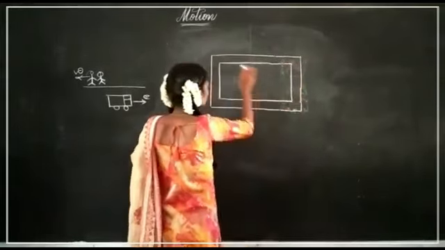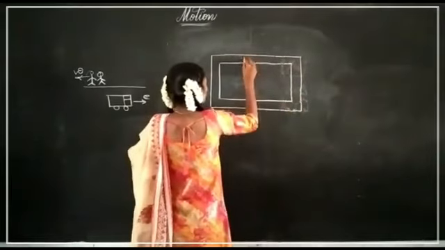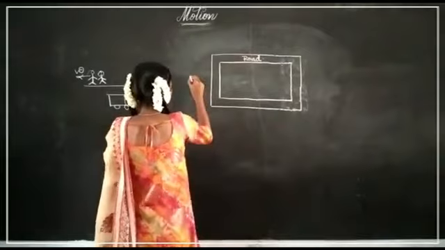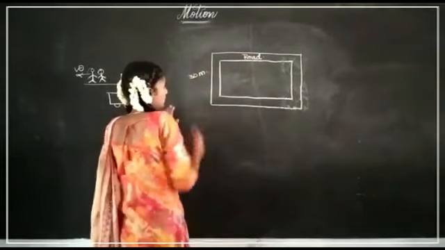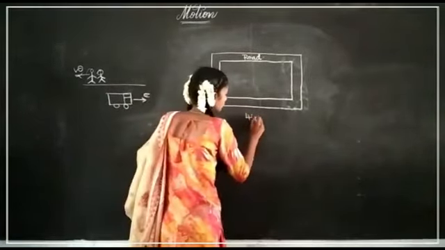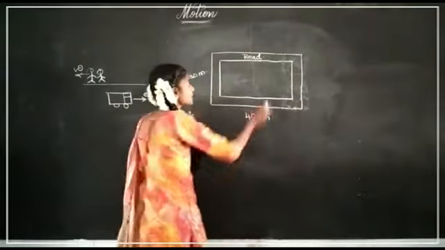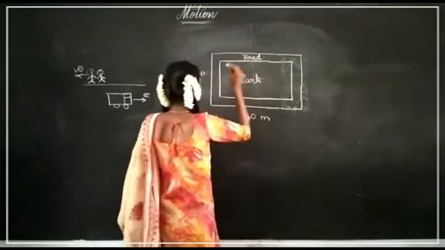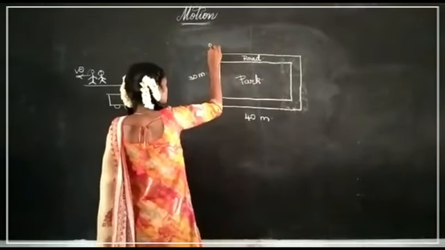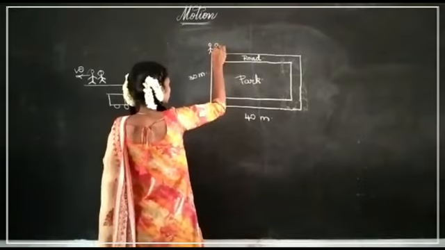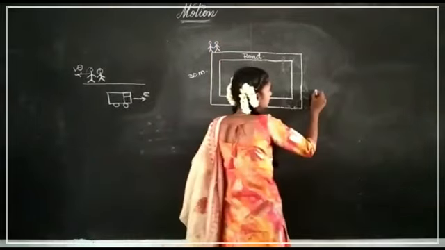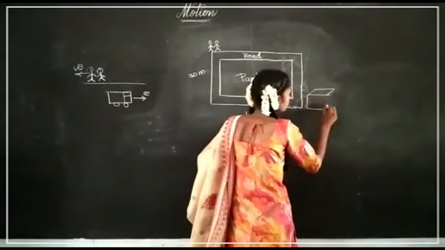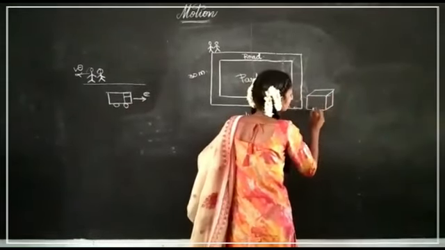So these four sides are covered by road. So this is the road, and the breadth of this road is 30 meters and the length is 40 meters, and this middle place is occupied by the park, and here there are two persons standing, and here is the school. Assume this as the school, okay?